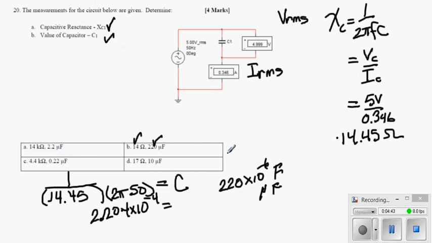So we have solved for XC1 and the value of C1. So you'll have a problem similar to this during the exam.